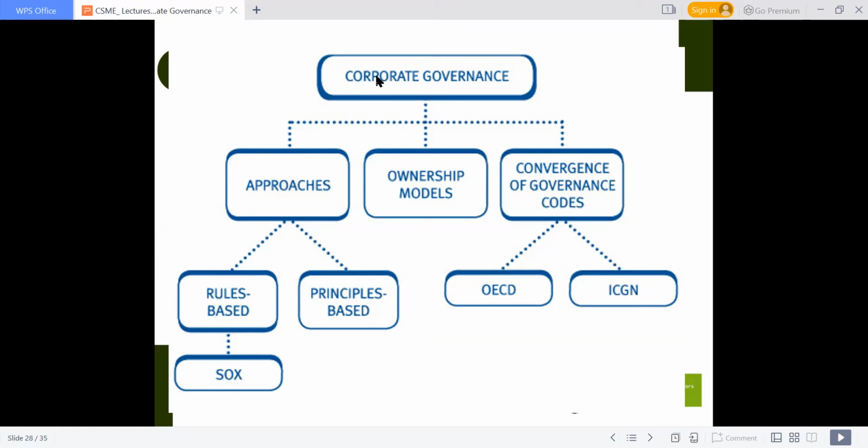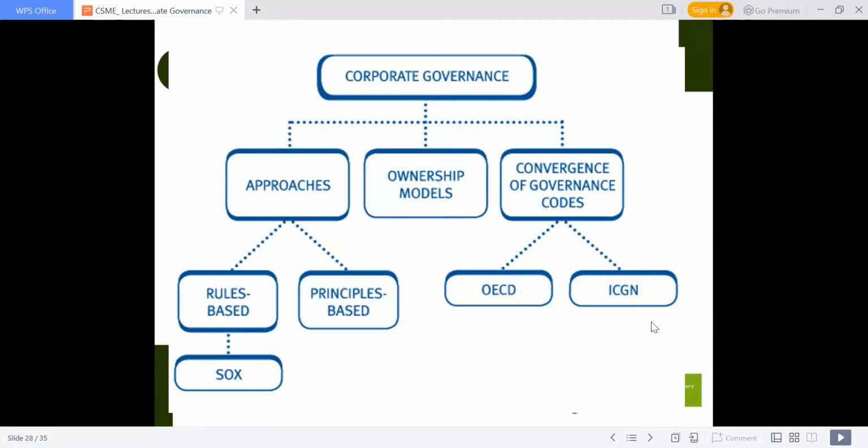So I'm going to send the link of that. The link is also attached to the PDF, so you can see it as well. The OECD has 6 principles. They are going to see it in the PDF. The OECD has 6 principles. The ICGN has 4.